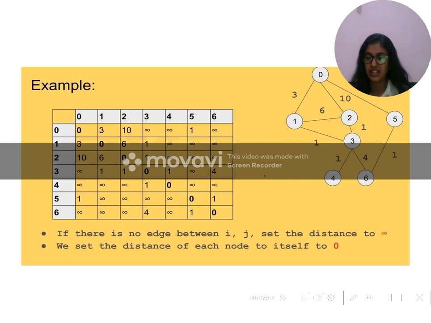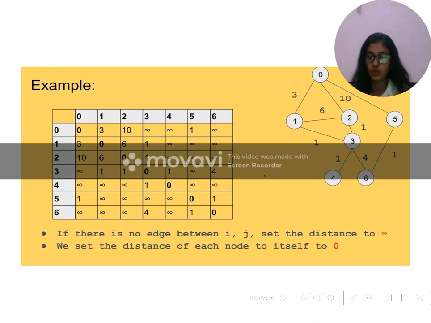This is a bigger graph, and the first thing I do is create a matrix that shows the edge weights between each i and j. For example, between 0 and 1 the edge weight is 3, so for 0 to 1 I put 3. I do this for all the edges, and I put 0 on the diagonal to represent the shortest distance between each node and itself.